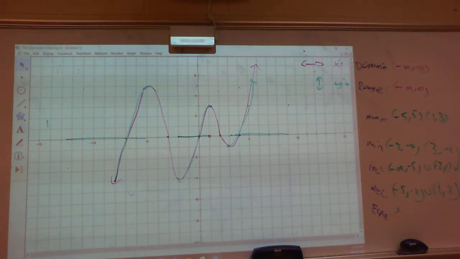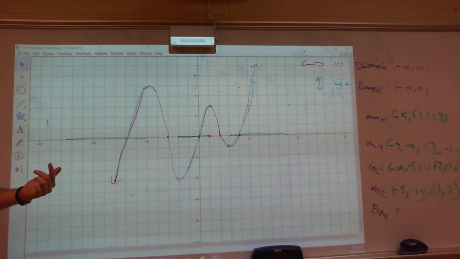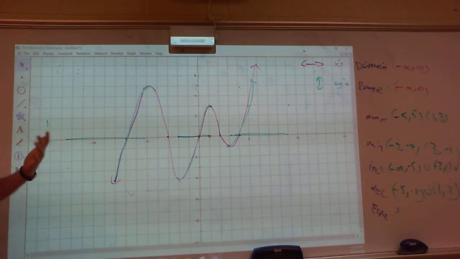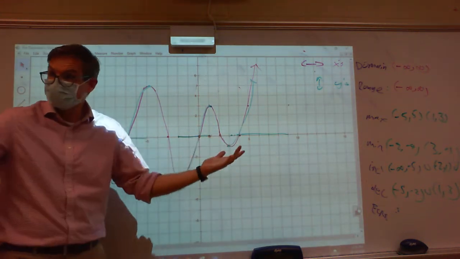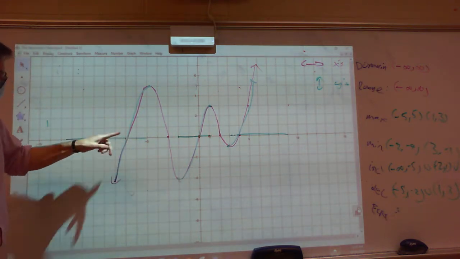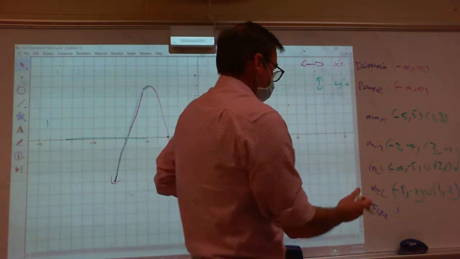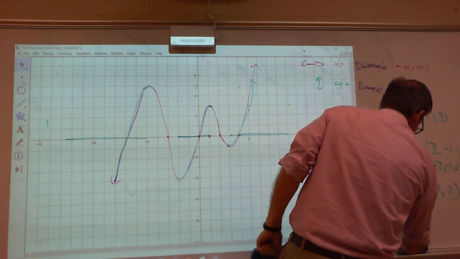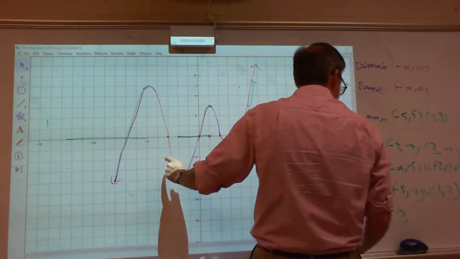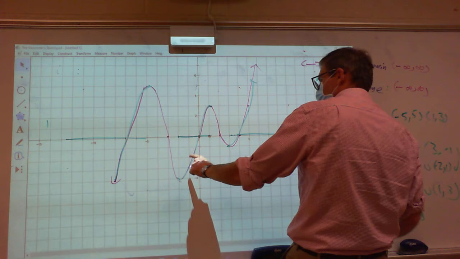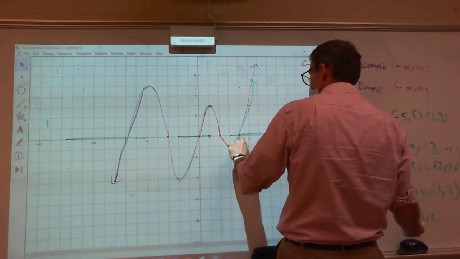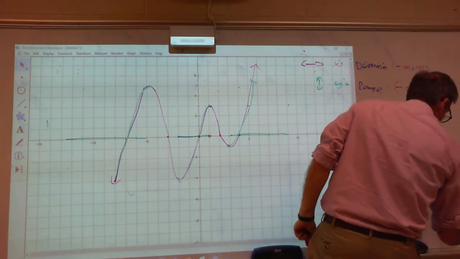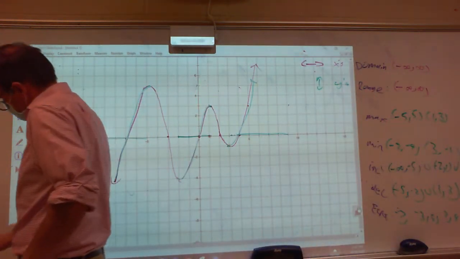And the last bit, the zeros. Is it easy to identify the zeros? Because we talked about that Friday, so our zeros are going to be here, here, here, here, here. Any place the thing crosses the x-axis. And so we get -7, then -3, 0, 2, 4. All right.